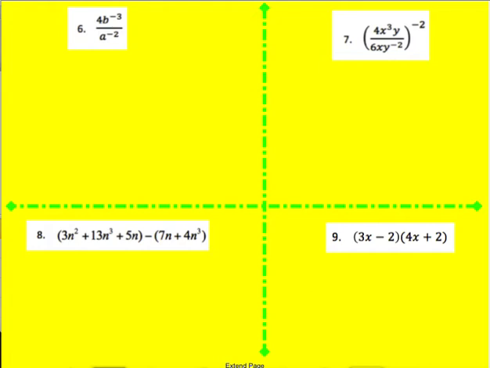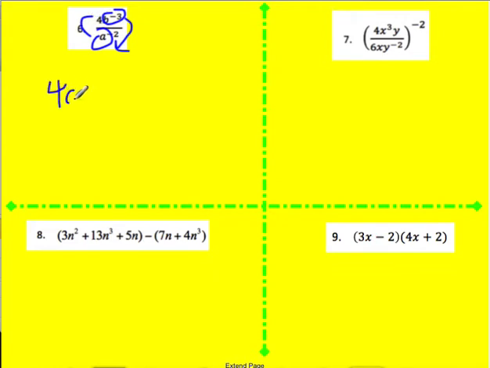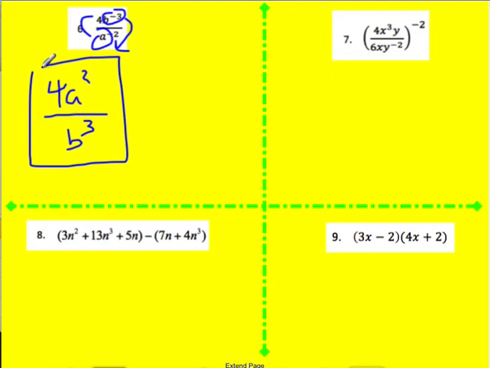So first of all, for number 6, I have a bunch of negative exponents. So I'm just going to flip the b to the negative third. I'm not going to flip the 4 because that doesn't have a negative exponent. I'm going to take the a to the negative 2 and flip that to the top. So I have 4a squared up top, and just the b to the third comes to the bottom. So this right here is your final answer for number 6.